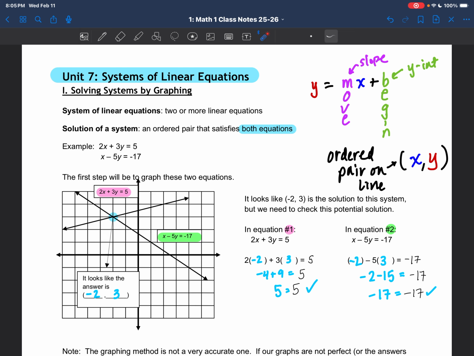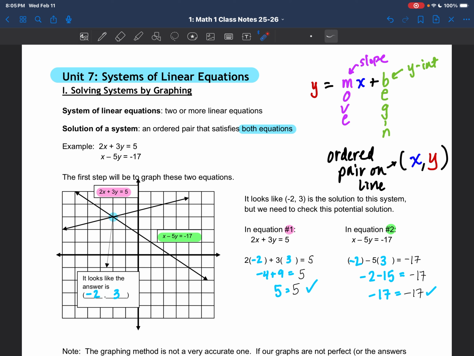As a quick refresher, b is your y-intercept, that's where you're going to begin on the graph. m is your slope, that's how much you move on the graph. And x and y are any ordered pair that's on the line. Whenever you're graphing things, you want to put them into y equals mx plus b. The solution of a system is an ordered pair that satisfies both equations. In order for it to be a solution, it has to work in all the equations.